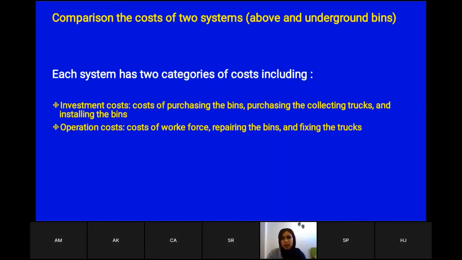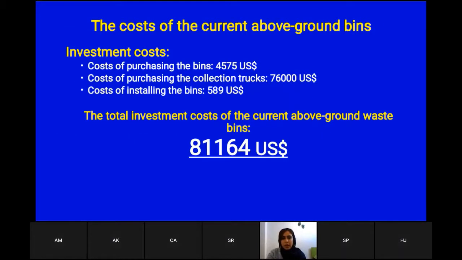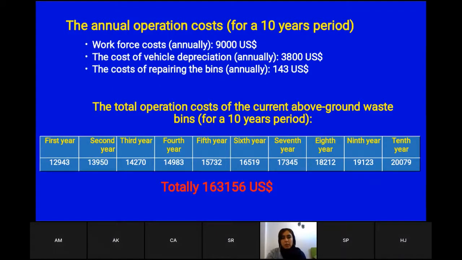Each system has two categories of cost, including investment cost, which is the cost of purchasing the bins and collection truck and installing the bins. Also, operation cost, which consists of the cost of workforce, repairing the bins, and fixing the truck. The total investment cost of the above ground bins is about $81,164. And the total operation cost of the above ground bins for a 10-year period of operation is about $163,156.